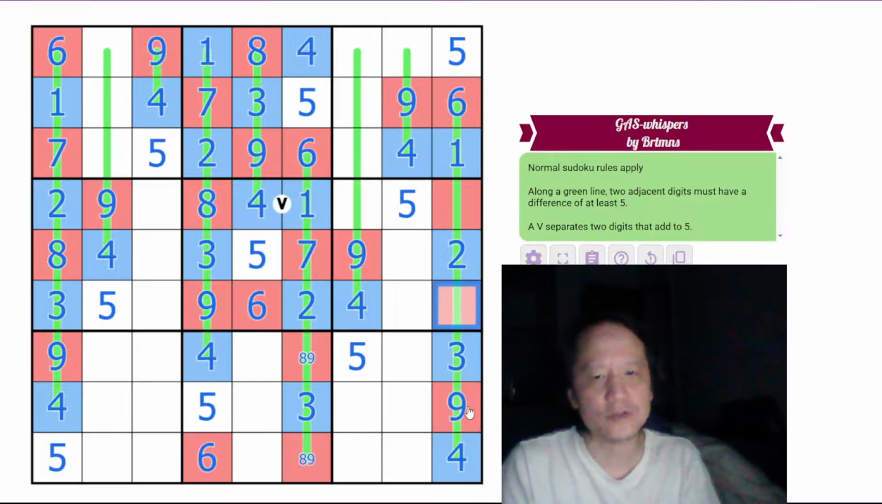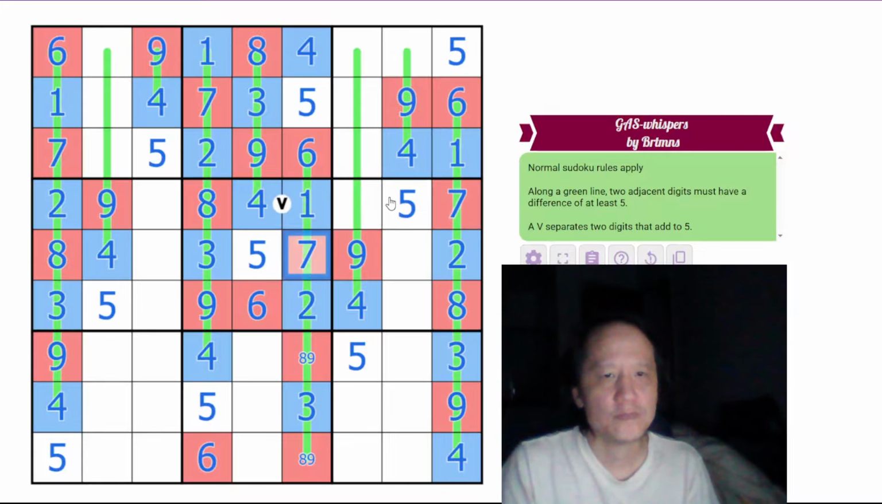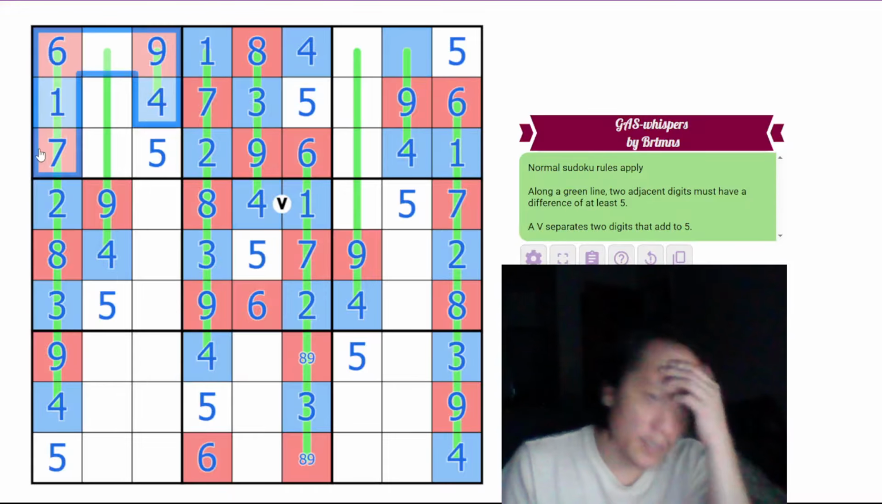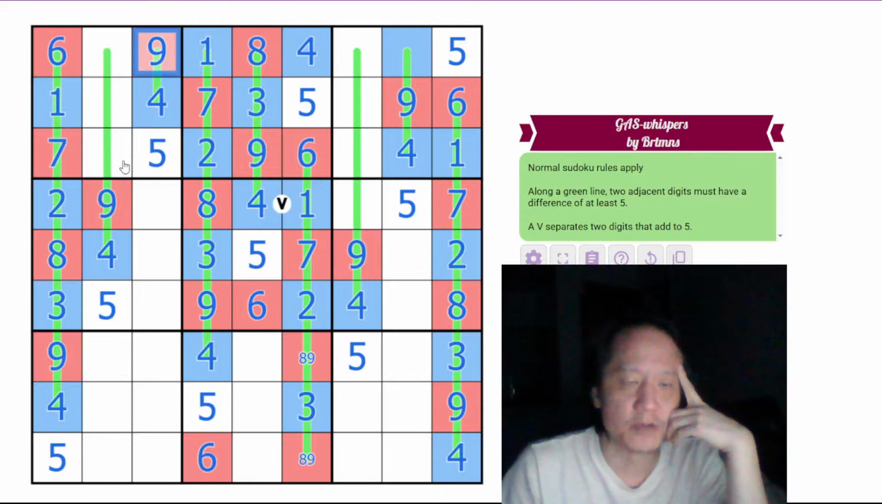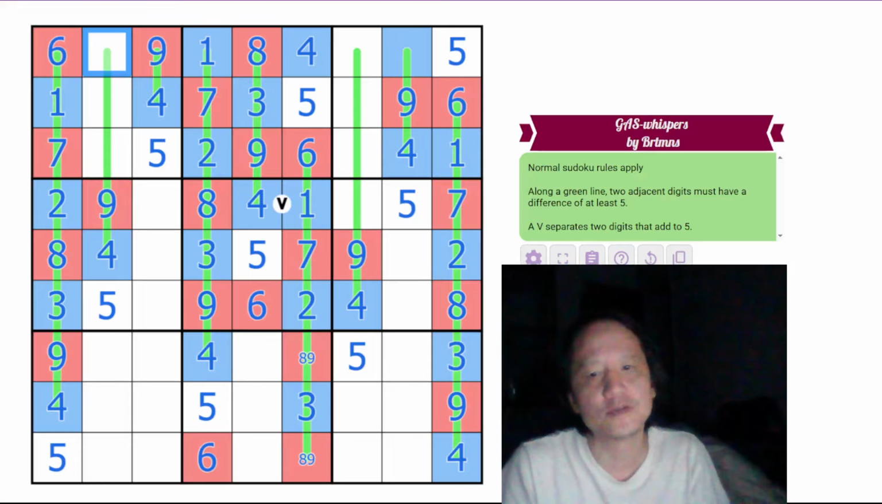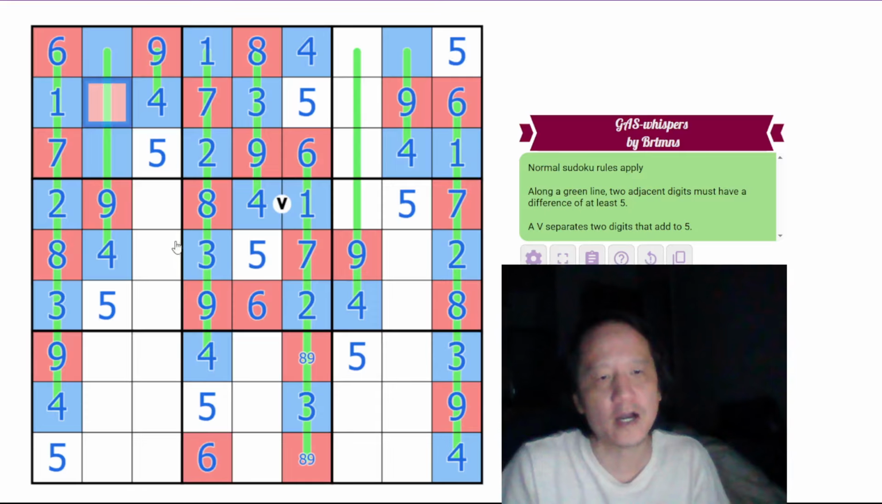3 is next to 8 or 9 only. 2 can be next to 7. So there's that. So this must be low here. In this upper left-hand box, we have 3 highs already. So both of these cannot be high, so they must be low. So this is low, that's low, this has to be high.